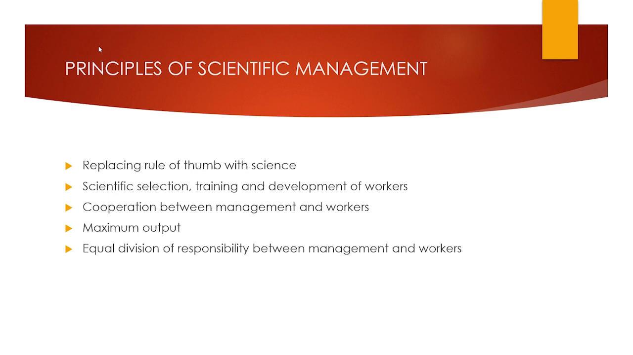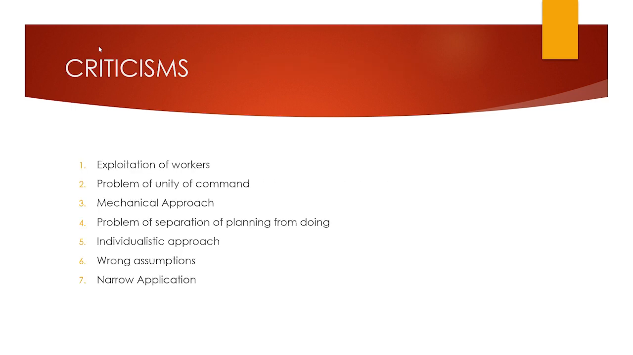Mutual understanding is very essential in every organization. Next is maximum output. Scientific management involves continuous increase in production and productivity instead of restricted output. They always believe in continuous increase in production. The last point is equal division of responsibility between management and workers. The workers and management both have equal responsibility and they should do their job very well depending upon the responsibilities given. Now we can go to the next slide, that is the criticisms of scientific management.